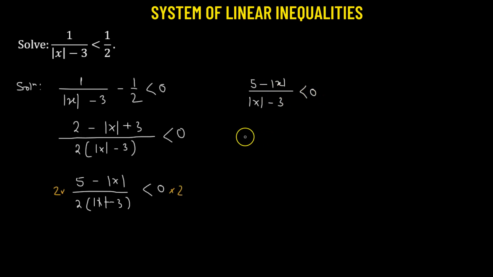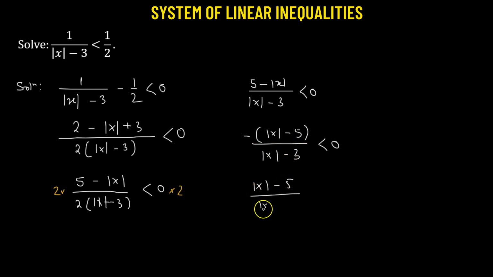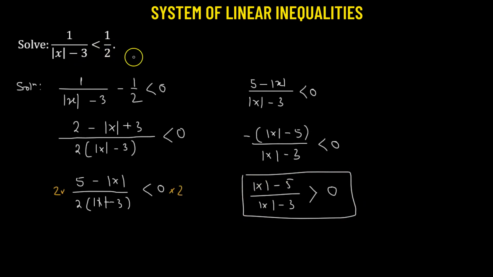Now if we take negative 1 as the common factor in the numerator, we have negative multiplied to absolute value of x minus 5 divided by absolute value of x minus 3. So this is less than 0. This time we'll multiply both sides with negative 1, but in doing so, the sign of the inequality is going to change. So that means this will be greater than 0. So this is the simplified form of the original linear inequality.